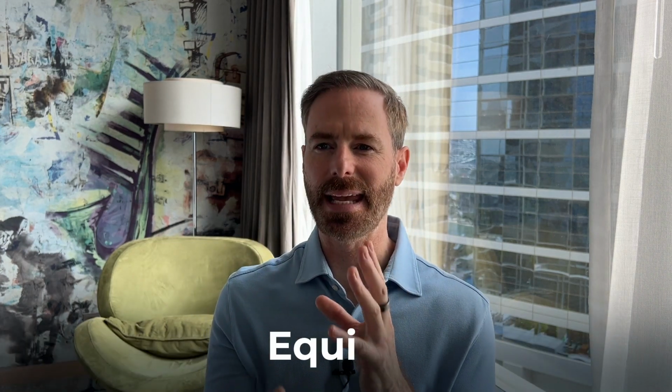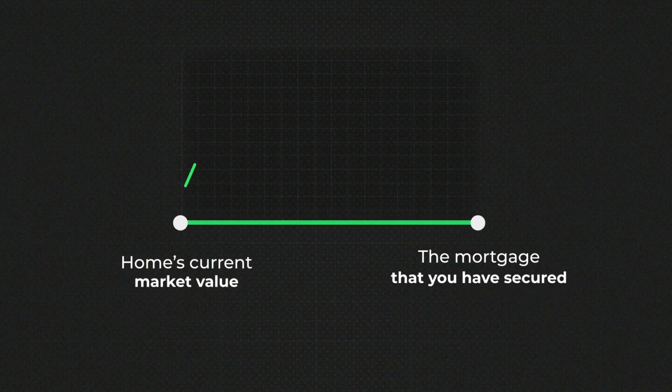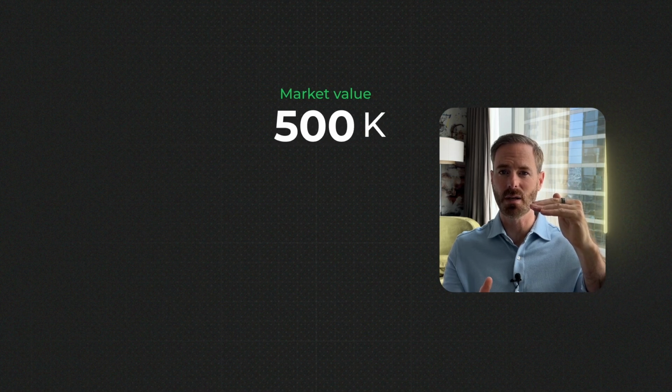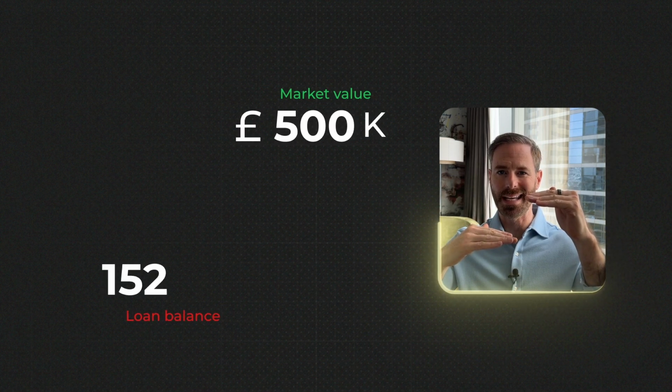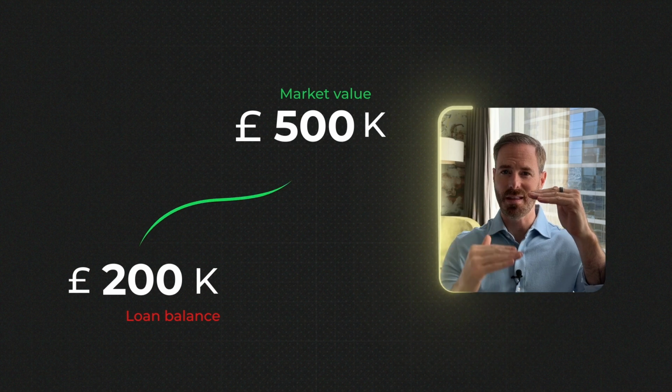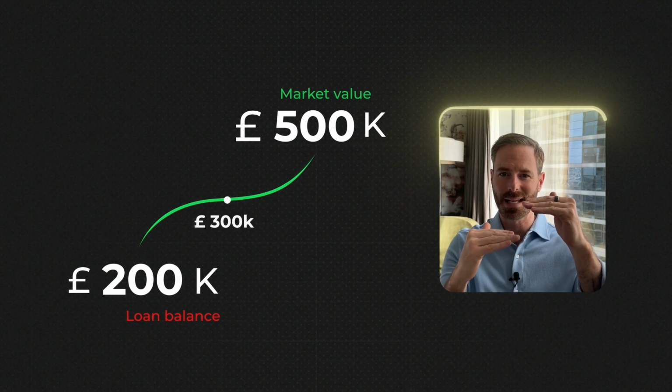But before we start, I'm talking about releasing this equity in a responsible manner, not just releasing the equity and doing something stupid with it. So, by definition, your home equity is the difference between your home's current market value and the mortgage that you have secured on the home. Let's just say that the market value of your property is £500,000 at the moment. The mortgage that you've got is £200,000. So that margin between the two is your home's equity.